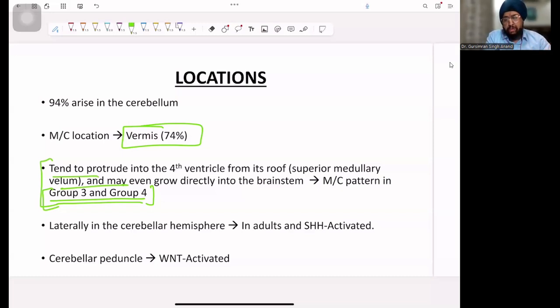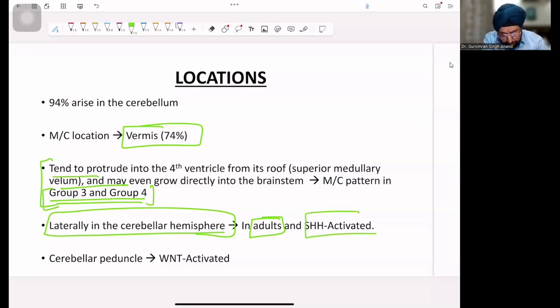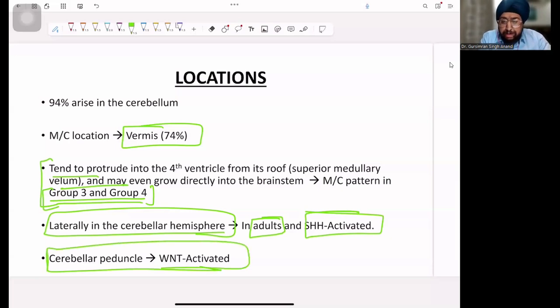Okay, so in day-to-day imaging, the most common pattern we see will be your group 3 and group 4. Okay, laterally in the cerebellar hemisphere, I told you that is less common in children and more common in adults. And the molecular subtype where the location is much more lateral in the cerebellar hemisphere is your SHH activated. Okay, and if the epicenter is in the cerebellar peduncle, the most common molecular subtype associated with it is your WNT activated. Okay. I'll explain how to predict the molecular subtype based on the imaging in the coming slides.